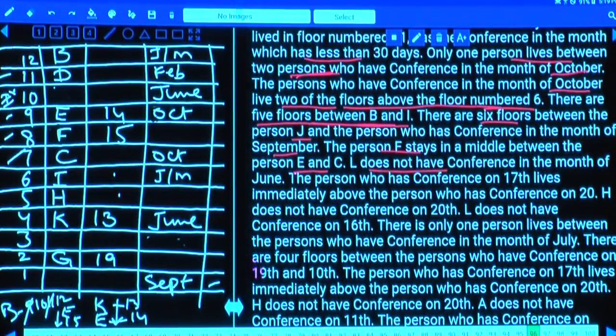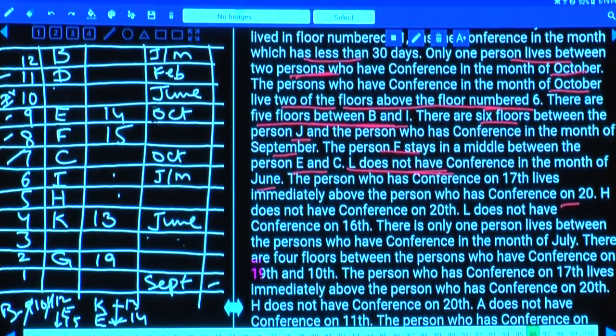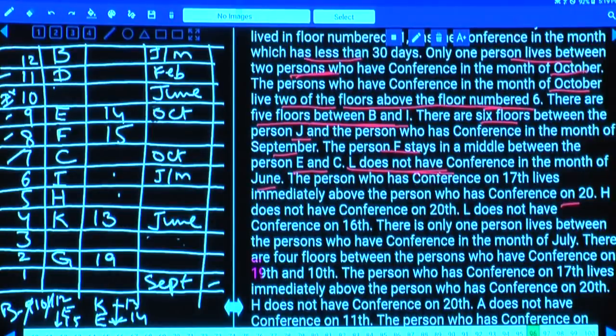L does not have the conference in the month of June. Remember this one. The person who has conference on 17th lives immediately above the person on 20th. 17th is immediately above 20th. These two must be adjacent to each other. And H does not have the conference on 20th.